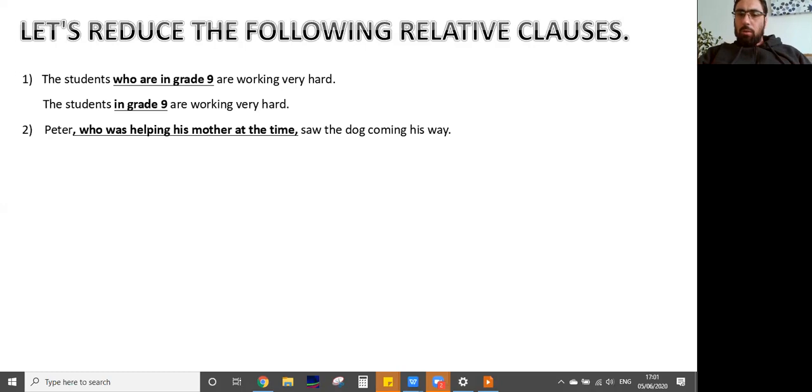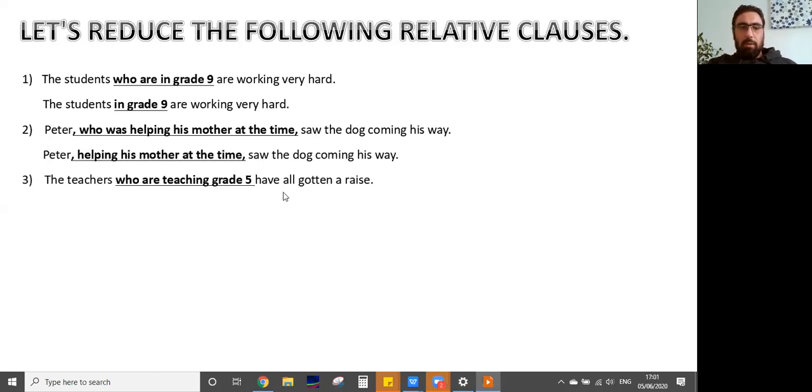Okay. Right. So let's take a look at number 2. Peter, helping his mother at the time, comma. So here we have a non-defining relative clause, and what we do is we drop who and we drop the verb be. So, Peter, helping his mother at the time, saw the dog coming his way. Of course, with non-defining relative clauses, we keep the commas in their place and we drop who and the verb be.